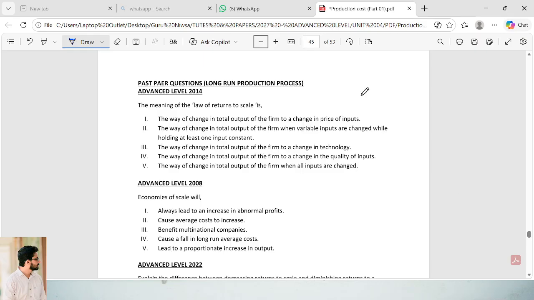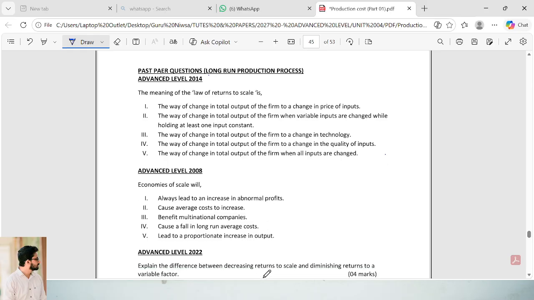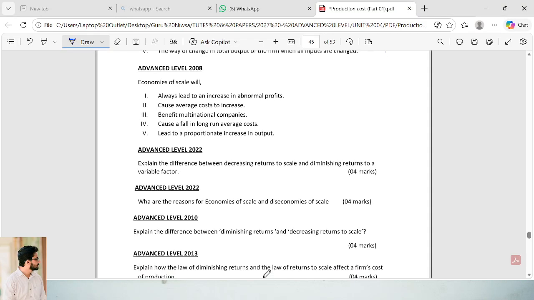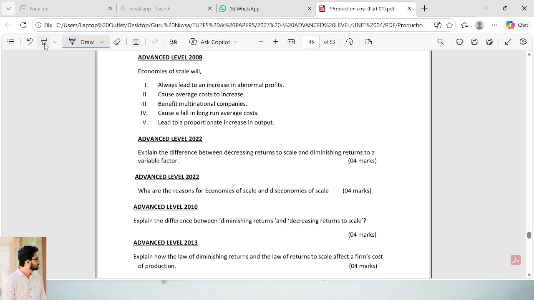These are from long run production process. Okay, Lamai. Returns to scale. In this past paper: explain the difference between decrease in returns to scale. This one is good, Lamai. Explain how the law of diminishing returns, in the short run, and the law of returns to scale affect a firm's cost of production. Very good question. How the law of diminishing returns, which can be seen in the short run, and the law of returns to scale, which is in the long run, affect a firm's cost of production.